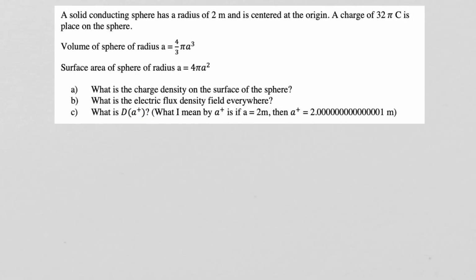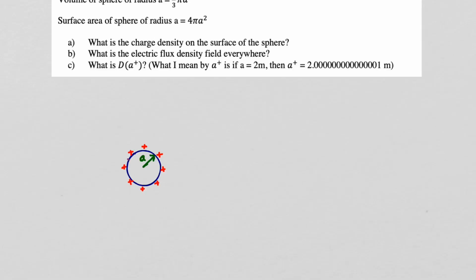Let's work a Gauss's law example where we have a solid conducting sphere of radius 2 meters and we place a charge of 32 pi coulombs on it. Those charges repel each other, so they'll be on the surface of the sphere and they will be uniformly distributed. That's how they're the farthest apart they can get.